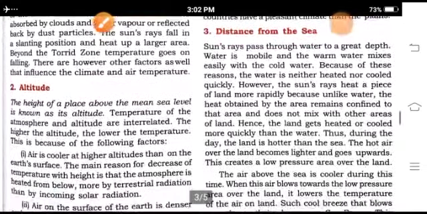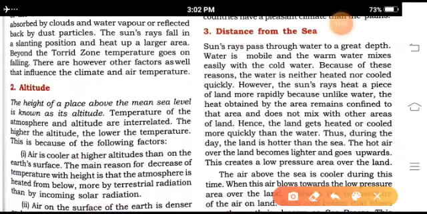Distance from the sea. The rays pass through water to a great depth. Water is mobile and warm water mixes easily with cold water. Because of this, water is neither heated nor cooled quickly. However, the sun rays heat a piece of land more rapidly because, unlike water, the heat obtained by the area remains confined to the area and does not mix with other areas of land.